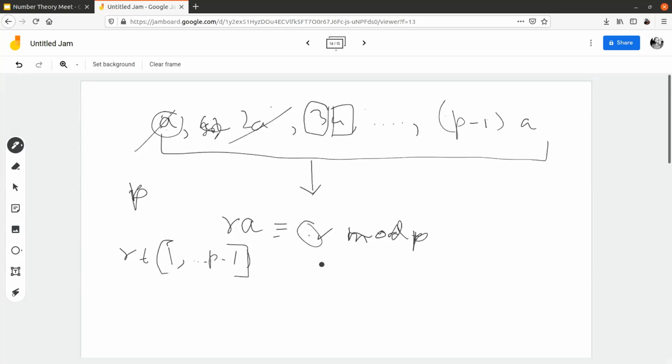What do I mean by unique? You can't have 2a equivalent to a mod p. You won't get the same remainder no matter what you do, because all these things have to give you a closed set of all possible remainders that you can get by dividing any number with respect to p. So suppose I have a number n. What are all the possible remainders?